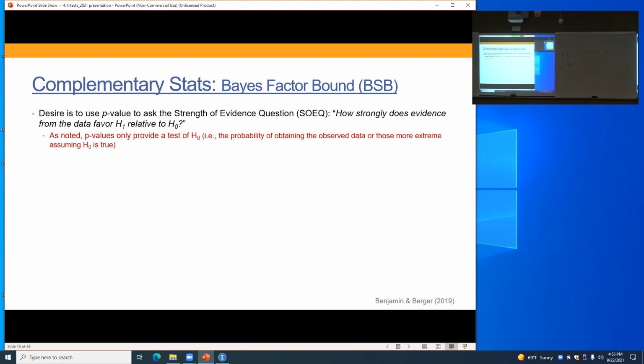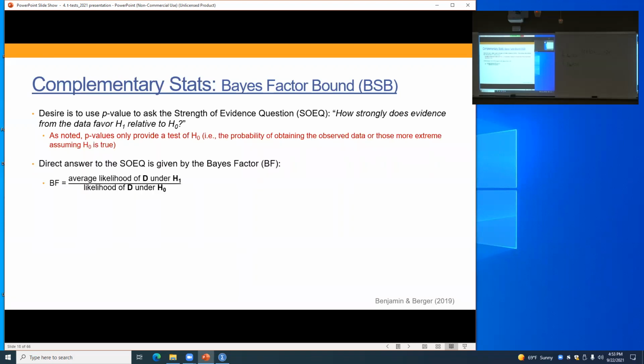The other thing we'll do is finish up here with Bayes factor. Thinking about that inverse between what we are trying to ask and what our tests are telling us, right? What we want is to use this p-value to ask our strength of evidence question. How strongly does the evidence from the data favor our alternative hypothesis versus our null hypothesis, okay? But our test statistics don't do that. They only provide a test of the null, right? Assuming the null hypothesis is true, assuming there is no difference or no association, what's the probability of observing these data or something more extreme, right? But that's not the question we want to ask.